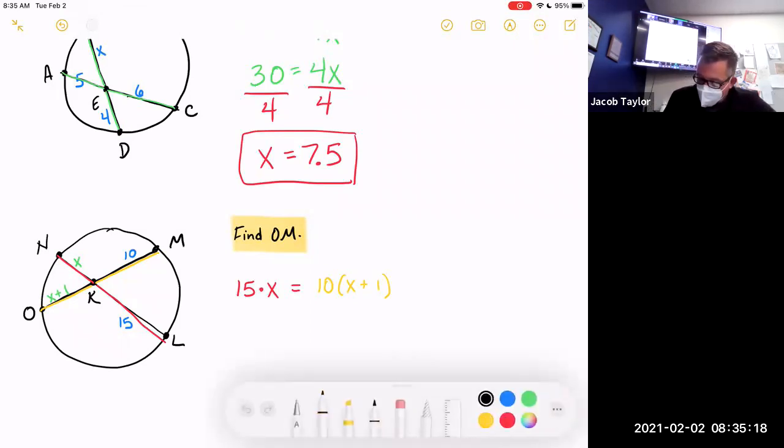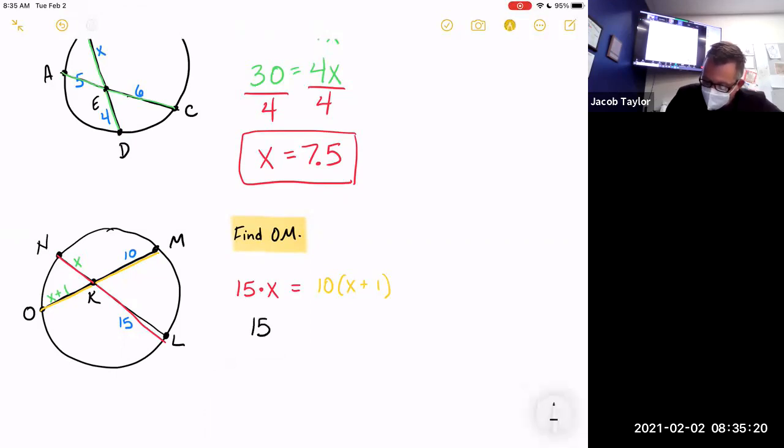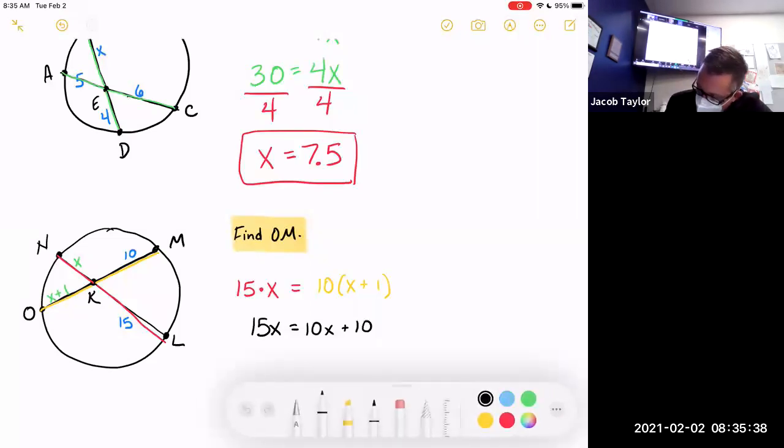Oh, I know the left side. 15 times X is 15X. Now that I've done the hard part for you, what's... yes, the distributive property says 10X plus 10. Outstanding. And then, that's a great idea.